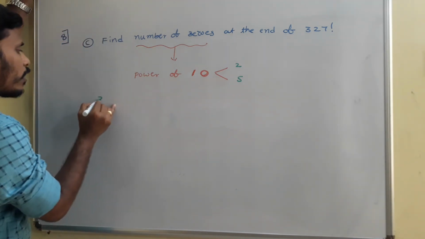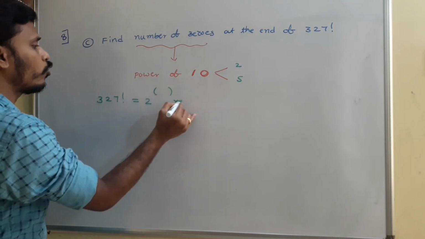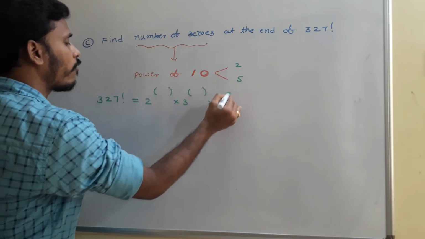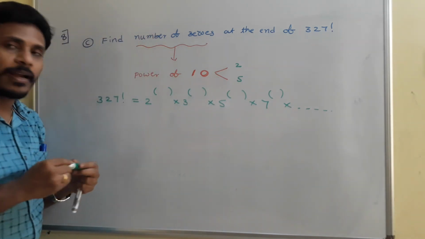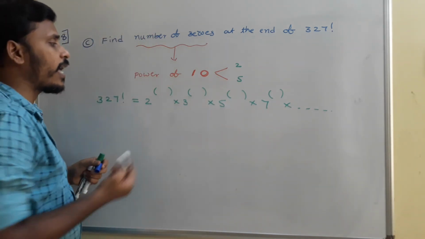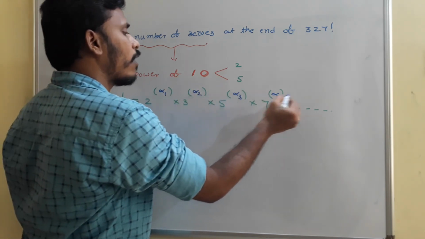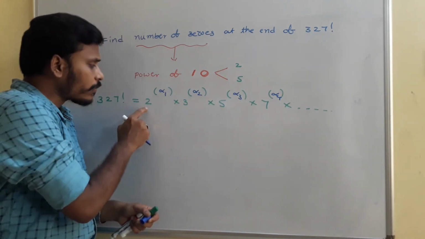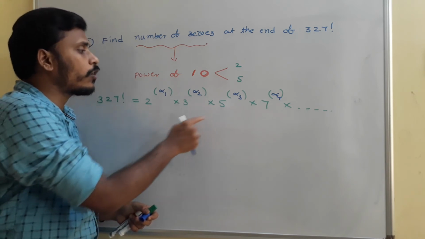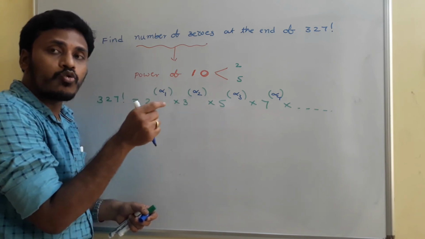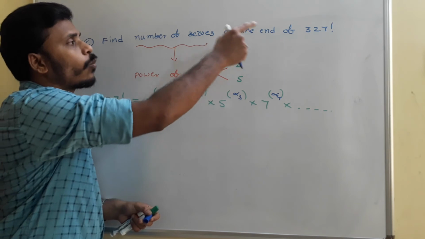Suppose the prime factorization of 327 factorial is 2 power something into 3 power something into 5 power something into 7 power something, and so on. Usually this is the prime factorization. If you consider the powers as alpha 1, alpha 2, alpha 3, alpha 4 like that, then you need to make tens out of the 2s and 5s. If you collect one 2 and one 5, that 2 and 5 together become 10. So if there is one 10 in this product, you will get one 0 at the end.